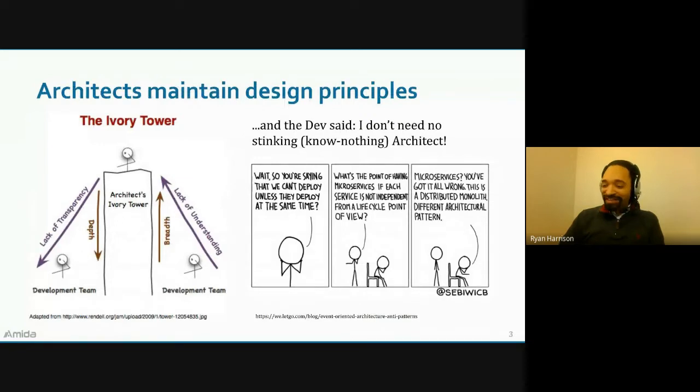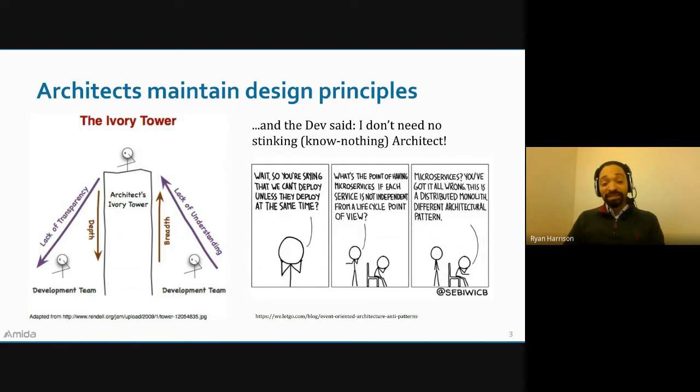So thank you for the lead-in, Joe, with respect to architects maintaining and designing system boundaries. And the dev said, I don't need no stinking know-nothing architect. Architects can get quite a bad rep in the developer community. There's a very well-known anti-pattern known as the ivory tower architect, where the architect declares that such and such will be so, and the development team says that I don't understand, it's not being communicated to me in a language I understand, or that's just not going to work.